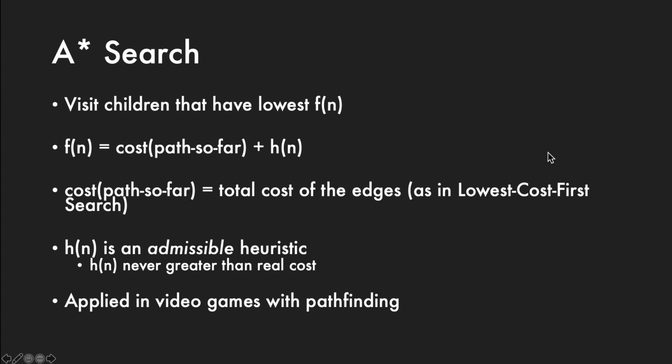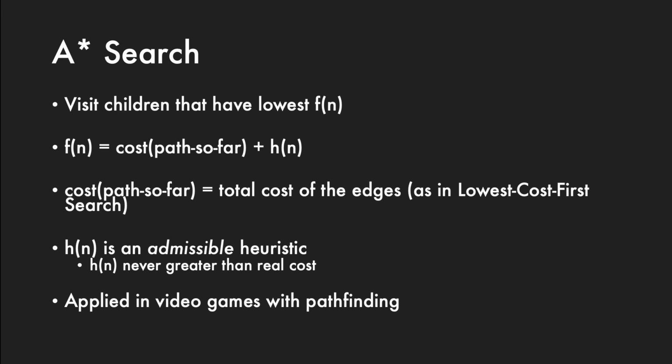A-star search. Visit children that have the lowest f of n value, and f of n is the cost of the path so far, plus the heuristic value. Cost of the path so far is the total cost of the edges, similar to lowest cost first search.